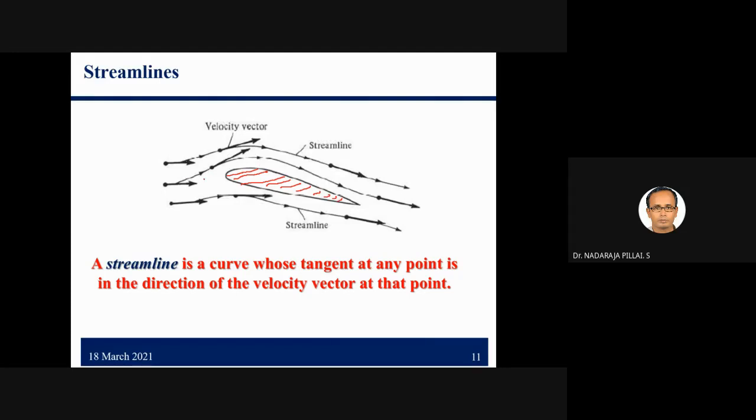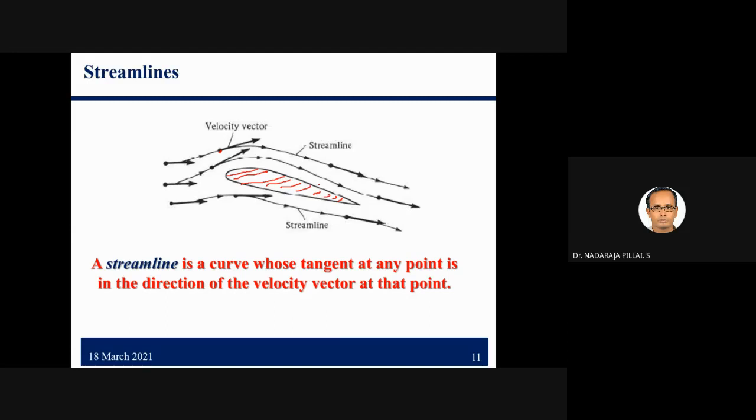Now, the definition of the streamline is a curve whose tangent at any point is in the direction of the velocity vector at that point. Say this is the velocity vector at that point. So if you draw a tangent, then it is in the direction of the velocity vector at that point. So these are the streamlines which we can draw around the airfoil. With this basic definition of the streamline, now there is a question I will ask.